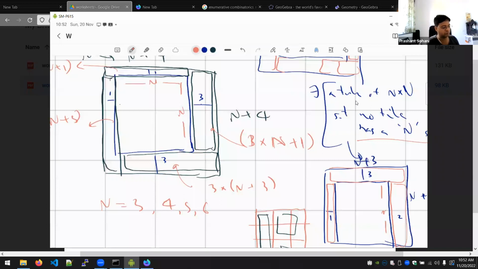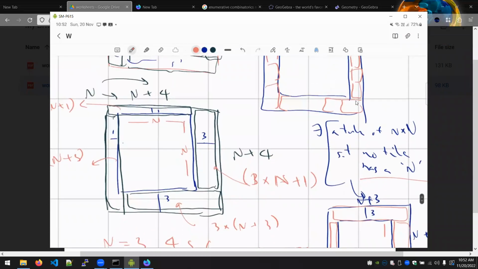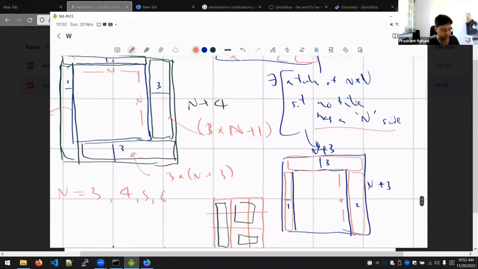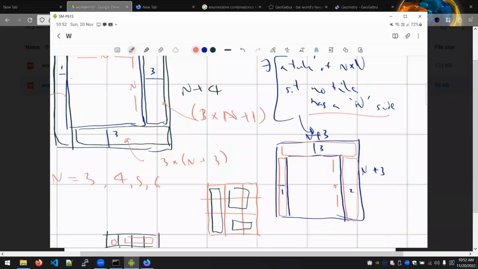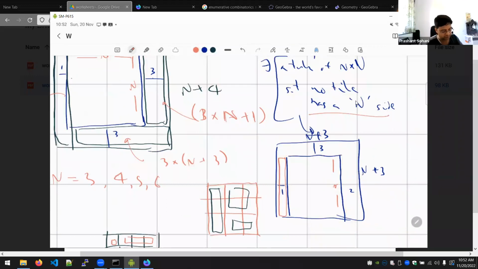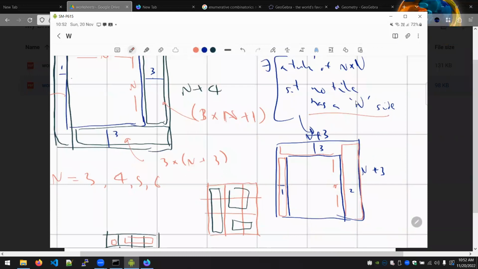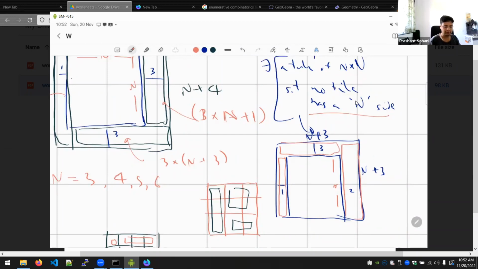Sir, in the n+3 thing, if the width 2 tile has a length of n+3, then won't it work? Okay, so all the way up to the top, something like this, and then one more tile over here. Yeah, this will work. Yeah, correct. No, sir, it fails for 1.